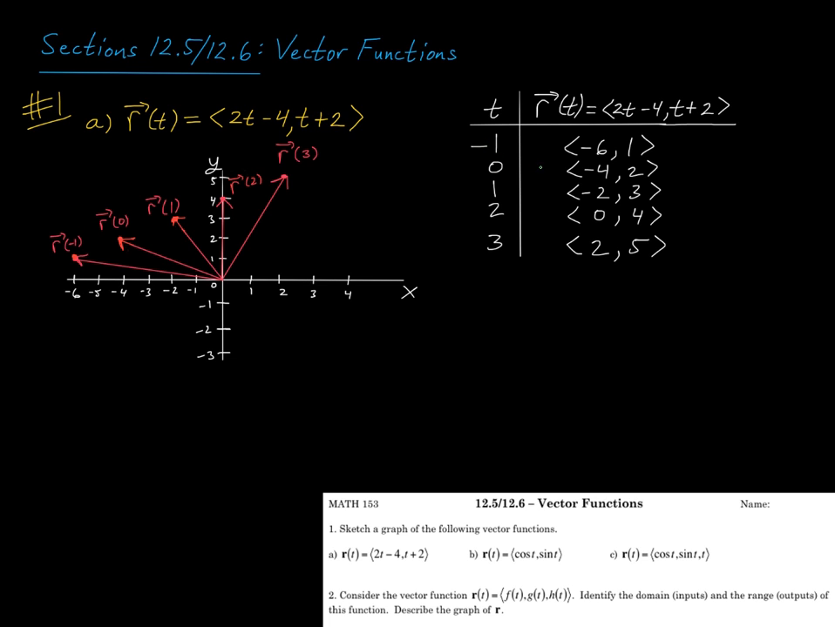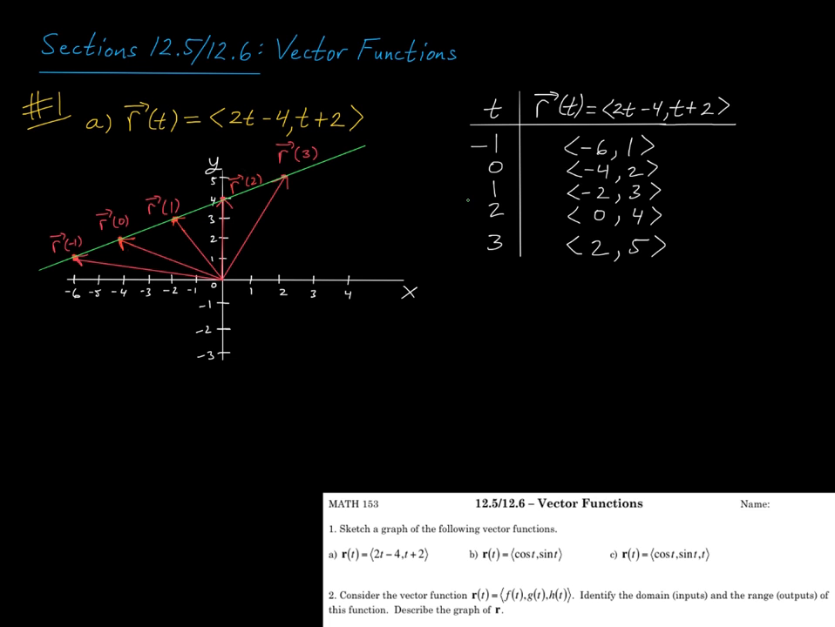Then when t is 0, the output vector is -4, 2, and that's right here, r of 0. So there's the position now. Then r of 1, that's -2, 3, then 0, 4, 2, 5, and so on. As we let parameter t increase, the position of our object moving in the xy plane appears to be moving along a straight line path. And if I connect the heads of all of the position vectors, I do in fact get a straight line.